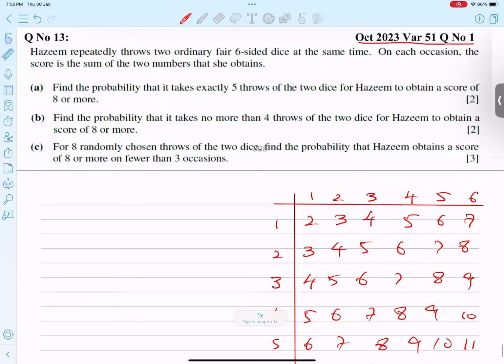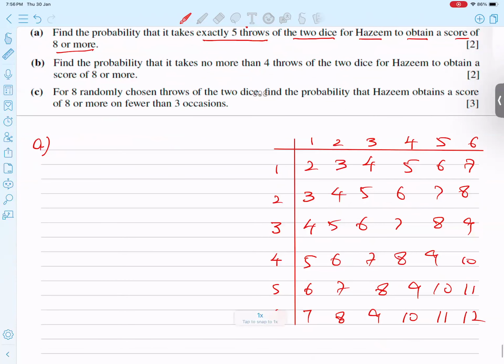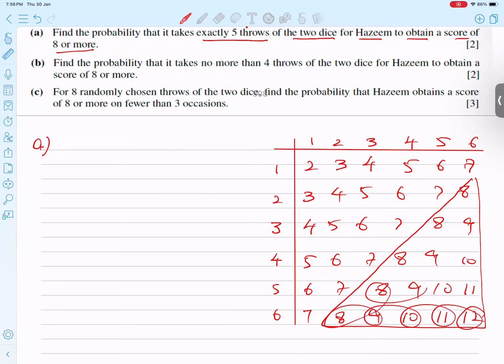And the question says, find the probability it takes exactly 5 throws. Exactly 5 throws, so R is 5, on the 2 dice, for Hazim to obtain a score of 8 or more. So how many scores are 8 or more? All these numbers. Counting 8 or more: 1, 2, 3, 4, 5, 6, 7, 8, 9, 10, 11, 12, 13, 14, 15. So the probability is 15 over 36.